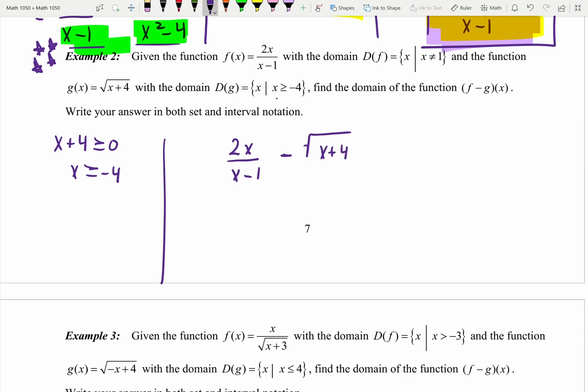Now I'm not going to make you actually do that, but I want you to look at that and say, okay, what is the domain? Step number 1, or restriction 1: do I have a fraction with an x on the bottom? Yes, it's right here. So that tells me that x cannot be 1. Let's look at restriction 2. Do I have an even root on the top of a fraction? Yes, I do. So I know x plus 4 must be greater than or equal to 0, so x must be greater than or equal to -4.